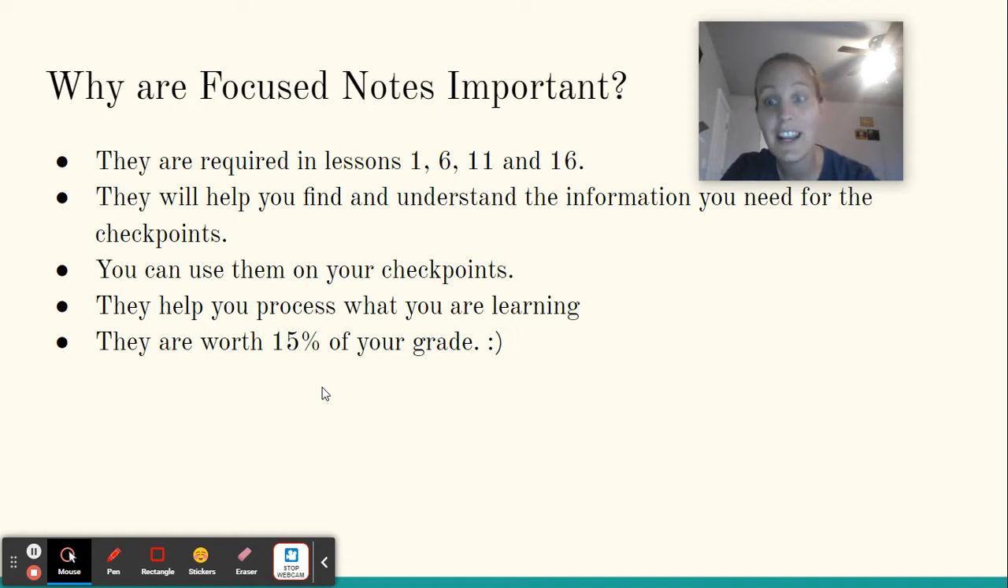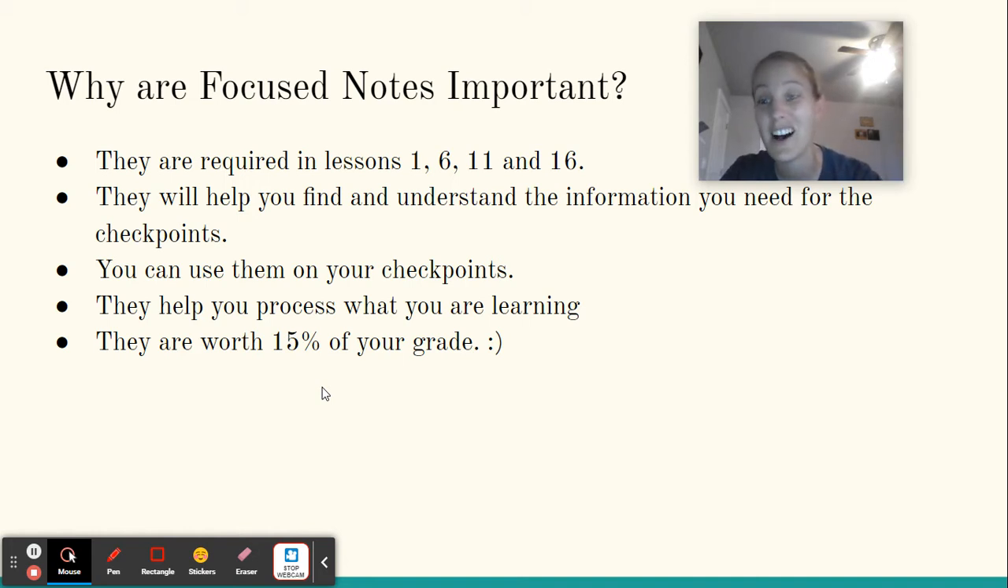But I have created them for every single lesson that has a checkpoint because they will help you find and understand the information you need for the checkpoints. The checkpoints in the U.S. history courses are kind of hard, and so I wanted to help you with them. Every question on these focus notes will help you with the checkpoint, and they'll tell you where to find the answer. So they'll say like workbook 1.1, and then you go to that workbook, look at the information before, and it's going to be in there. So you know where to find it.